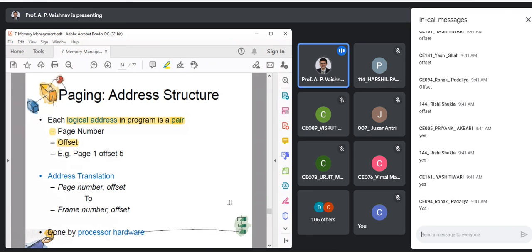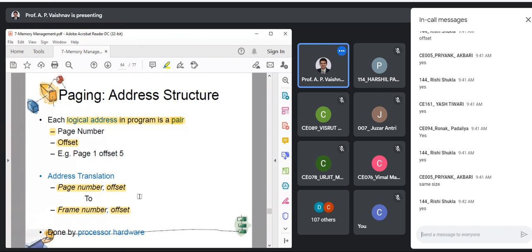Now let us look at the mapping, then we will stop. In your process, which kind of address will you have? You will have the page number and its offset. That has to be converted to what? Frame number and offset, isn't it? Why are we doing it like this? What is the assumption behind this? The size of a page and the size of a frame are the same. That is why we can convert this.